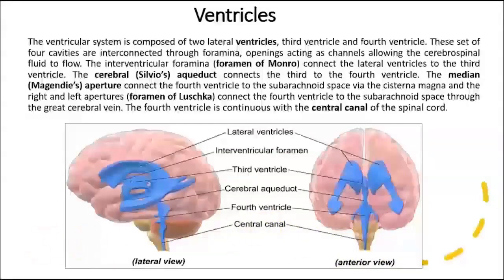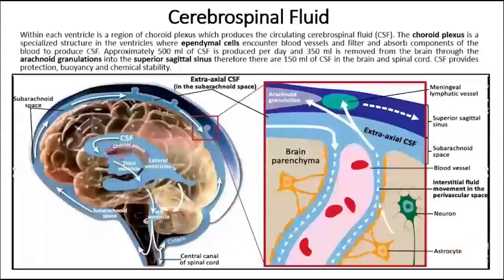What happens with the cerebrospinal fluid? The cerebrospinal fluid is formed in the choroid plexus. Inside the choroid plexus, you're going to find the ependymal cells that are going to start producing the cerebrospinal fluid. They produce approximately 500 milliliters, and 350 milliliters more or less of that fluid is reabsorbed. And we have 150 milliliters most of the time inside our brain and our spinal cord.